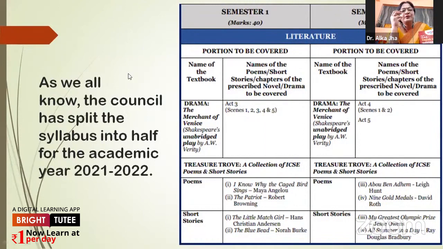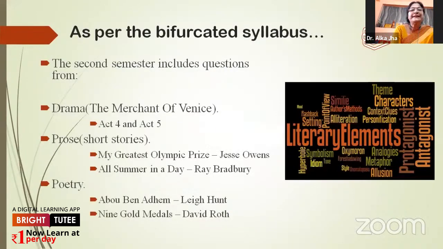So the simple advice would be that despite the fact that the syllabus in the first semester was so good, now we are completely going to focus on these two poems, these two short stories, and these two acts. So let us now focus on the second semester.